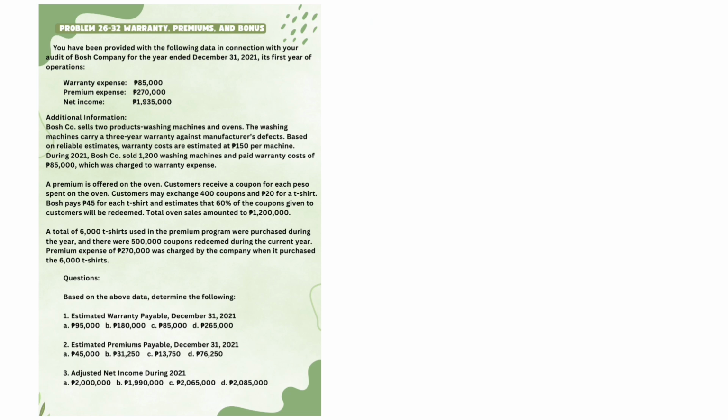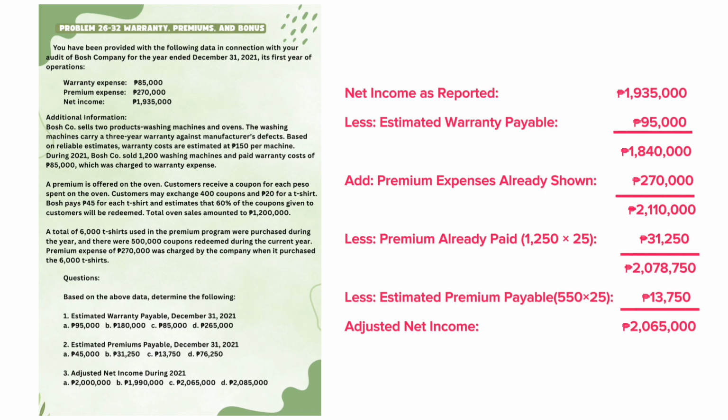So for question number 3, what is the adjusted net income during 2021? To determine the adjusted net income, we start with the reported net income and adjust for warranty and premium related expenses. So let's start with the reported net income we have here, 1,935,000. Then we subtract the estimated warranty payable of 95,000, which is from number 1.